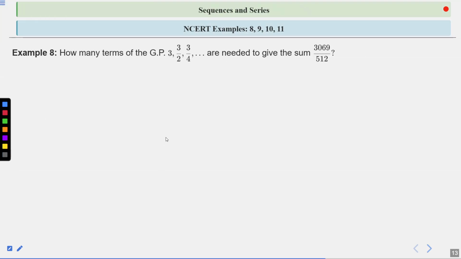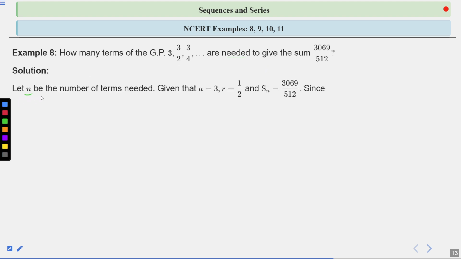This example. How many terms of your GP 3, 3 by 2, 3 by 4 are needed to give the sum of 3069 divided by 512. So we want to know the number of terms we must need in order to get the sum of this number 3069 divided by 512. Solution.